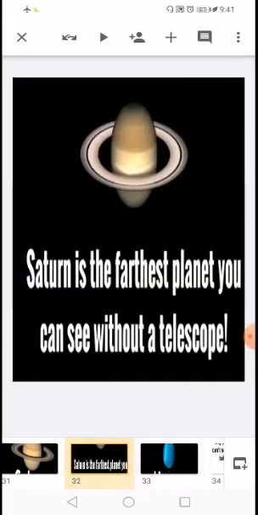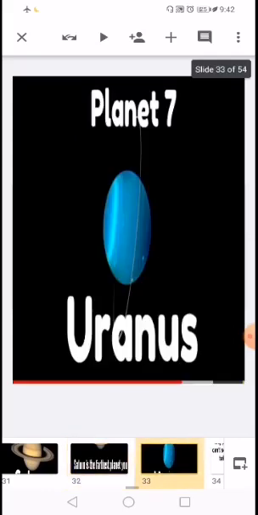Saturn has 62 moons. It is the furthest planet you can see without a telescope. Saturn is a gas planet in between Jupiter and Uranus. The 7th planet is called Uranus, another gas planet. Uranus and Neptune are the only planets you can't see without a telescope.